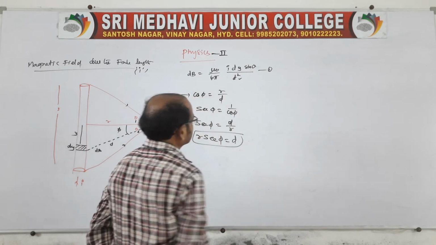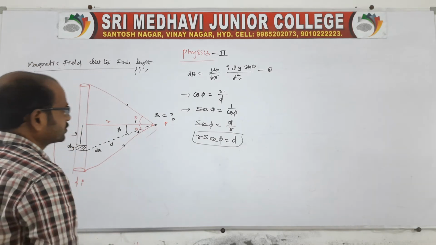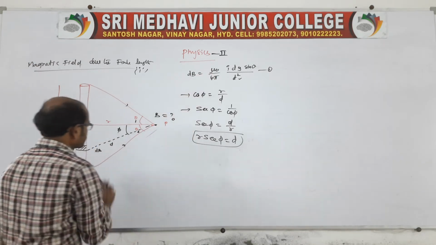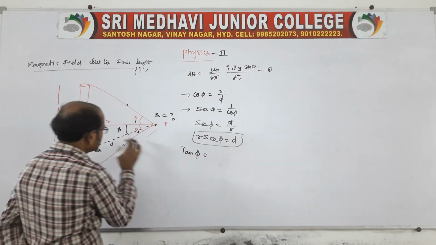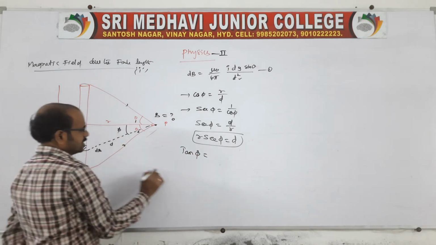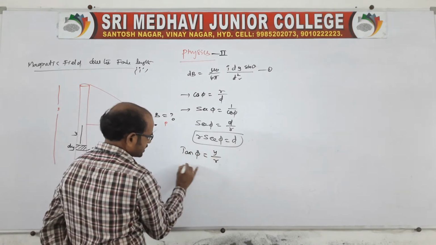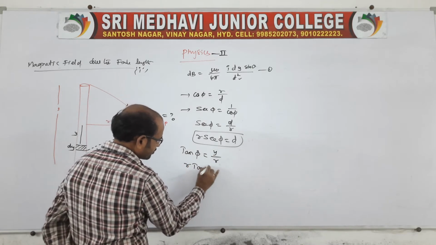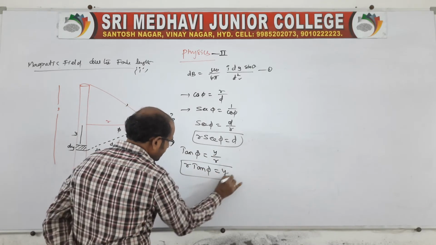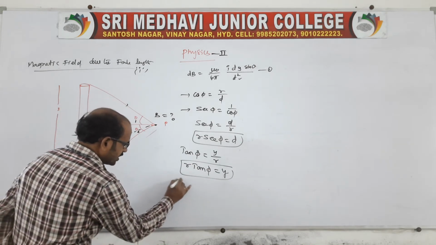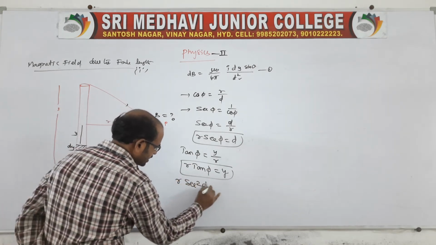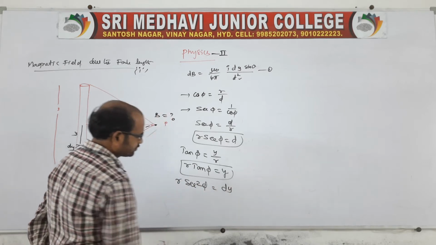Of course d is over. As well, we need to find y, and dy also. Suppose you take tan phi here. Tan phi is nothing but opposite by adjacent. So r tan phi is equal to y. This is y, but we need dy. Better you differentiate. Therefore r secant square phi is equal to dy.